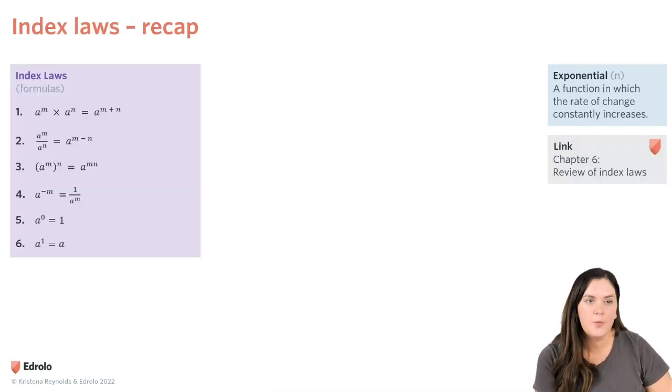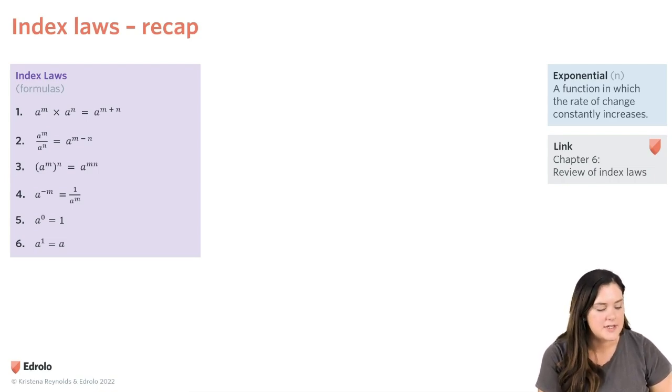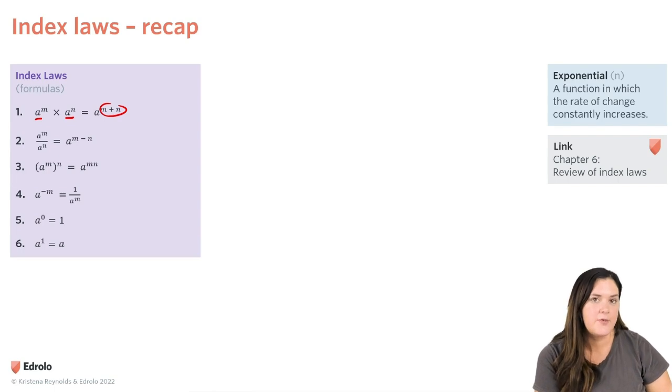And just to recap, we will need to know what our index laws are. This should be second nature to you, so I've left this slide on here for you as a reminder. The first one: if we are multiplying indices that have the same base, so the base there is a, then we add our indices together. The next one: if we are dividing indices that have the same base, we subtract these, so it'll be a to the power of m take away n.